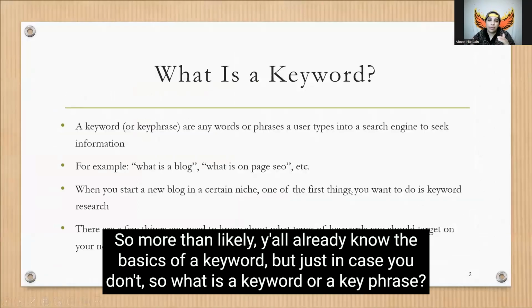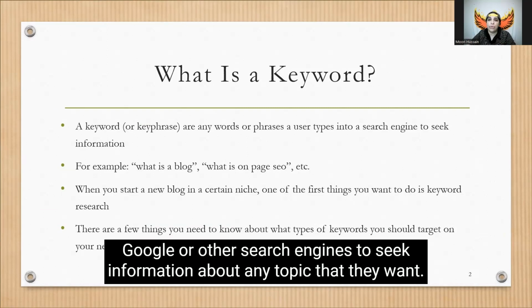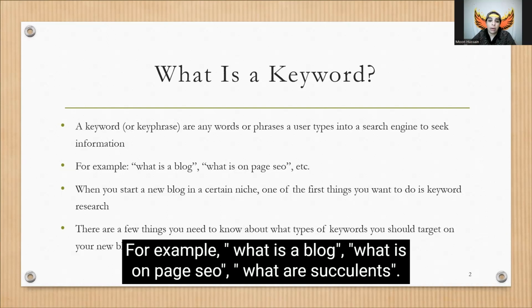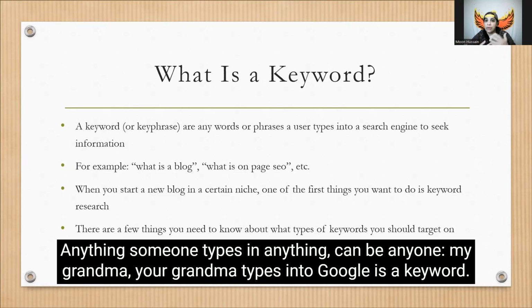So more than likely you already know the basics of a keyword, but just in case you don't. What is a keyword or a key phrase? A keyword or key phrase is any word or words or phrases that a user types into Google or other search engines to seek information about any topic that they want. For example, what is a blog? What is on-page SEO? What are succulents? Anything someone types in, anything my grandma, your grandma types into Google is a keyword.